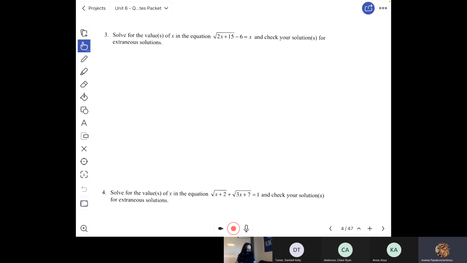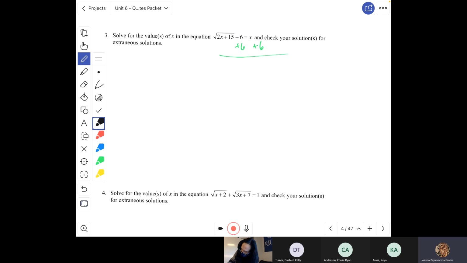What do we want to do first? Exactly. Isolate the radical expression by doing what? Add 6 to both sides. Beautiful. So that's going to give me the square root of 2x plus 15 equals, I can either write 6 plus x or x plus 6. Again, the commutative property of addition says it doesn't matter. I like to have my variable first because that just makes me comfortable. So that's what I did. But it doesn't matter. You're going to get the same answer no matter what.